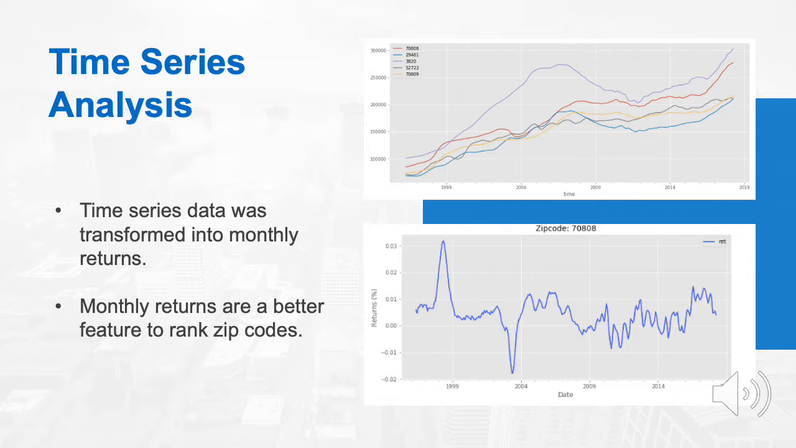On the first plot, we can see that there is a positive trend on all of them. However, this data had to be transformed into monthly returns because prices are autocorrelated with each other. The next period price depends on the previous price, while monthly returns, they're usually non-autocorrelated.